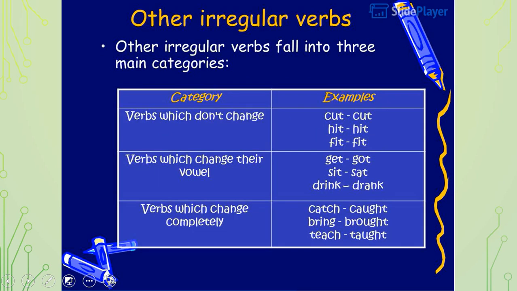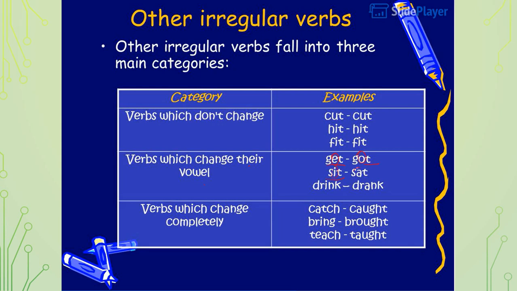Other irregular verbs, like verbs which don't change, like cut, hit, fit. In the chapter on verbs we did, I guess, that these are the verbs which do not change their form in the present also and in the past also, and sometimes in the past participle also they don't change their form. Verbs which change their vowel, like get, the e becomes o, get, got.